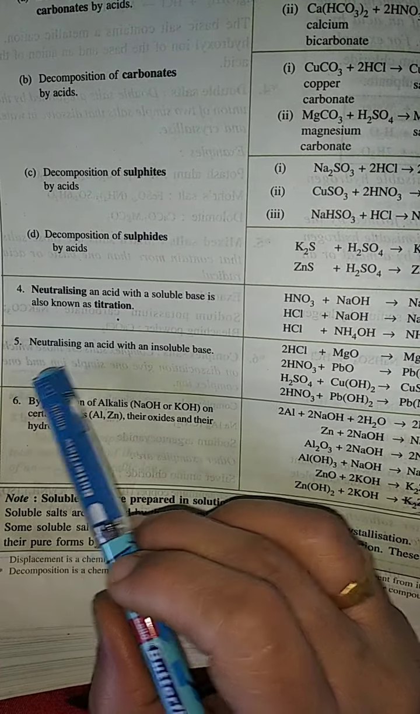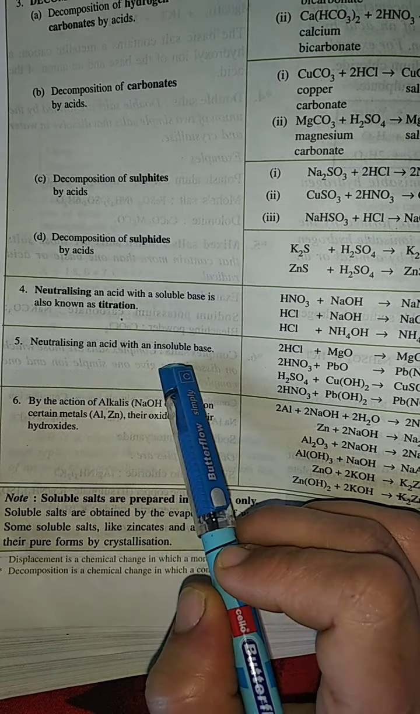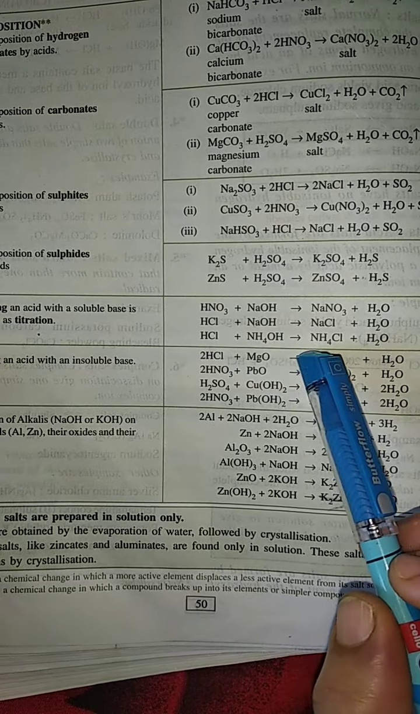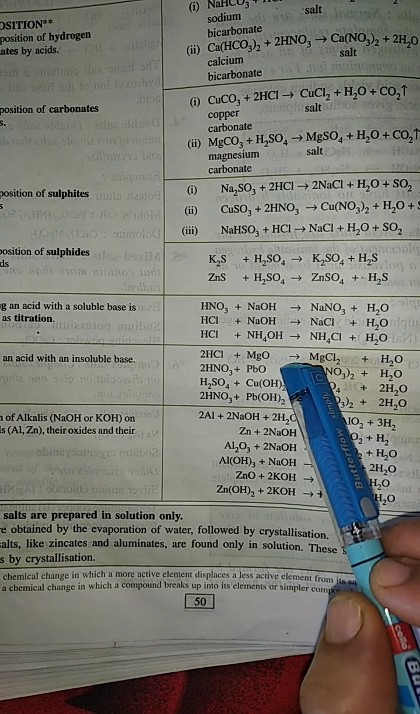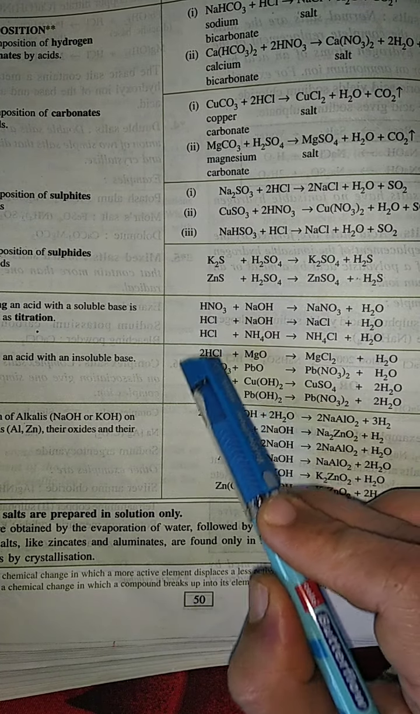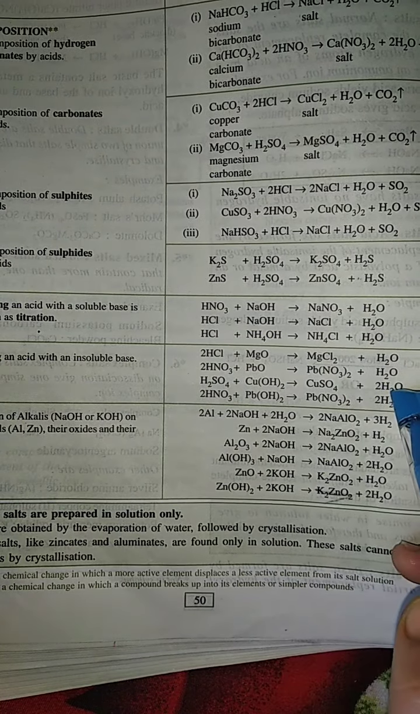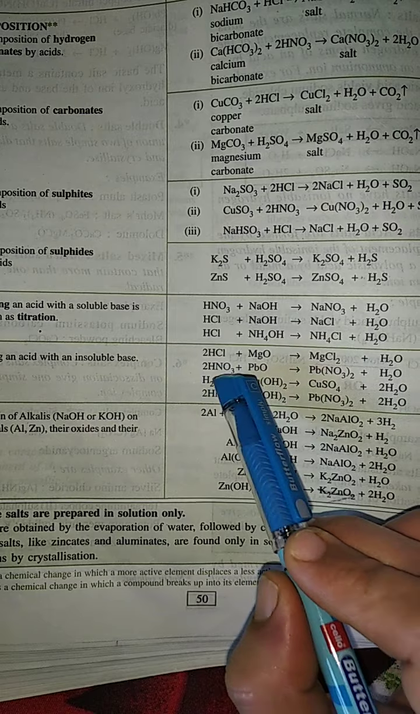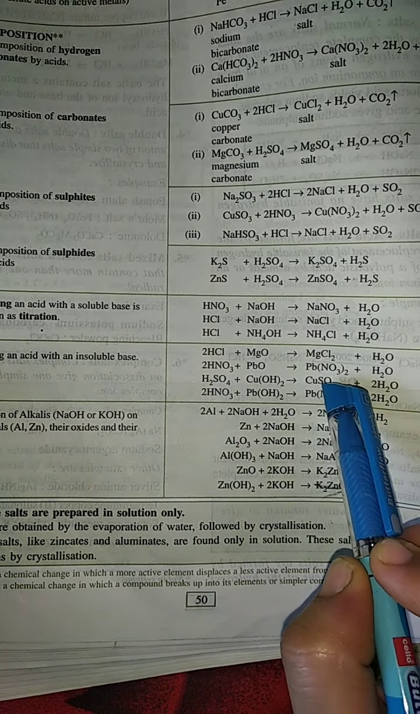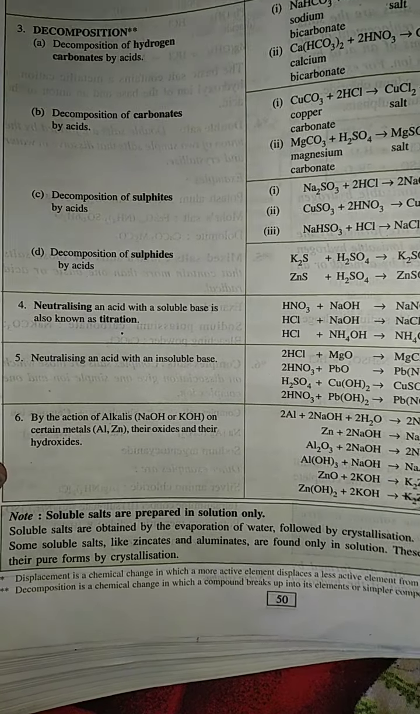The fifth method is neutralizing an acid with insoluble bases. Insoluble bases like magnesium oxide, lead oxide, copper hydroxide and lead hydroxide react with acid, forming salt and water. The base neutralizes the effect of the acid, forming salt and water.